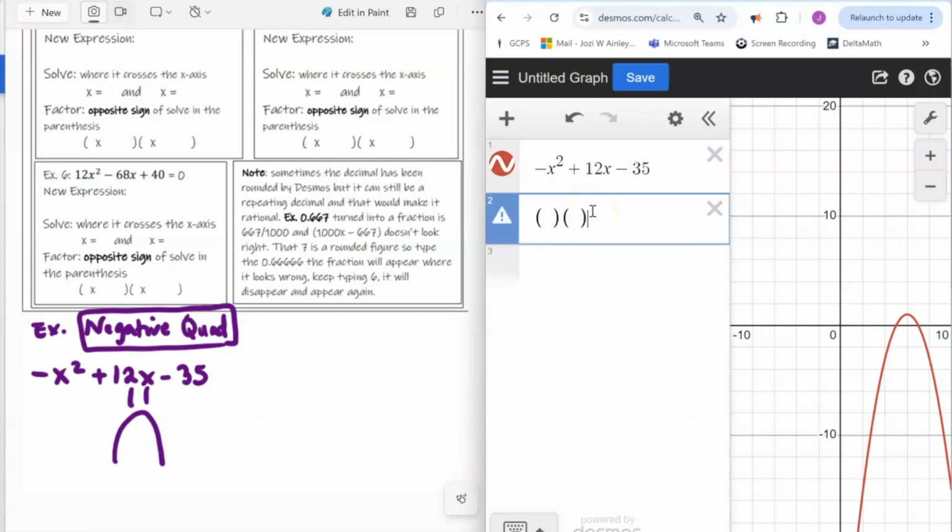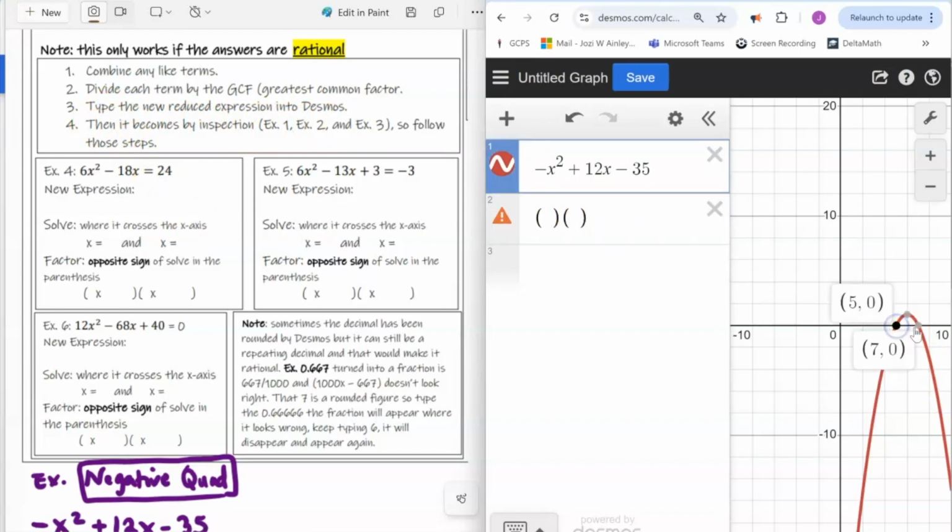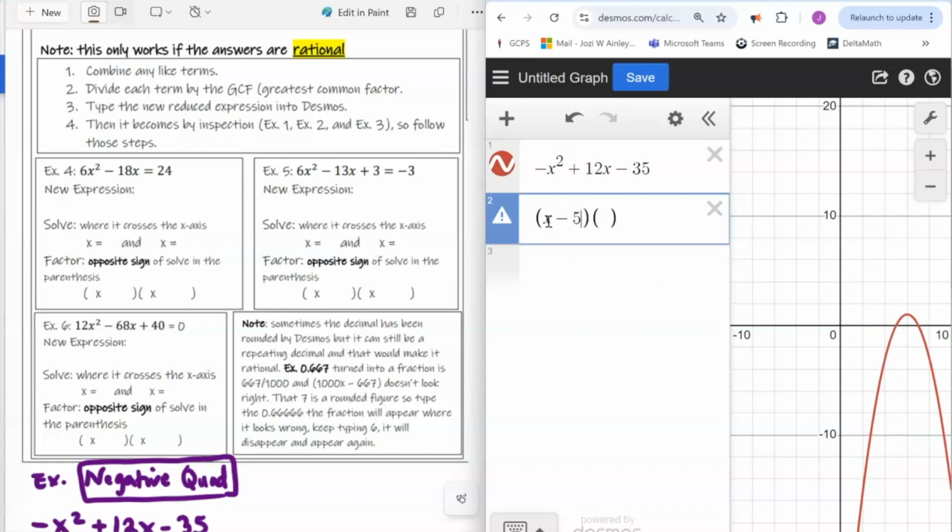So if you were answering it like before, then it becomes by inspection, so follow those steps. So you're just looking at it and doing the opposite. So let's see, it's 5 and 7. So we're going to say the opposite of 5 is -5, and the opposite of 7 is -7. And as you can see, something is wrong because it doesn't match.